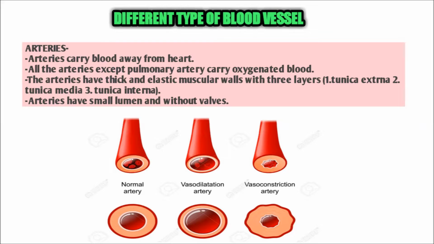Arteries have a small lumen, and one special characteristic is that the artery does not contain any valves. That means the blood can flow smoothly inside the artery in one direction, from the heart throughout the body. So this is the artery's structure and function.